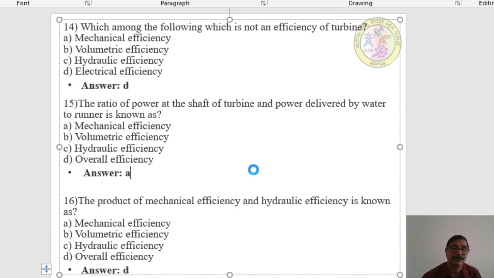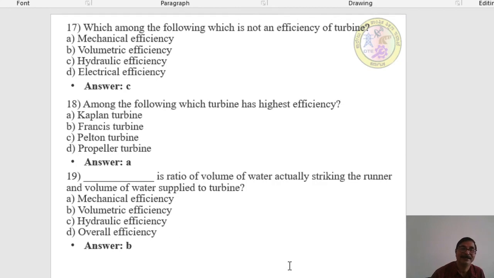Next, 15. The ratio of power at the shaft of turbine to the power delivered by the water to the runner is known as mechanical efficiency. Question number 16. The product of mechanical efficiency and hydraulic efficiency is known as overall efficiency. Next, which among the following is not an efficiency of a turbine? This question is repeated.